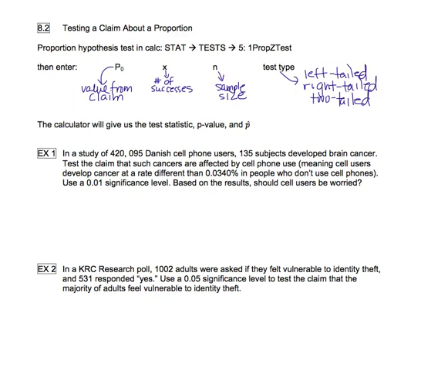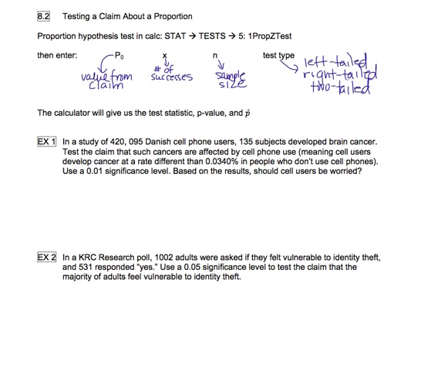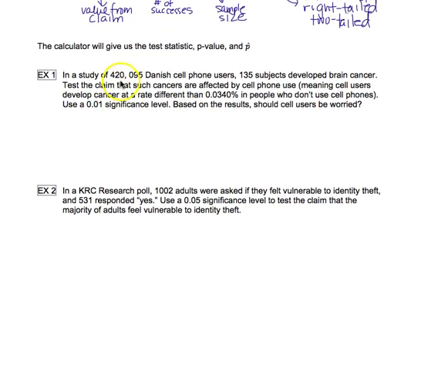Okay, so we're going to look at just two examples, so much shorter notes here than in 8.1. In a study of 420,095 Danish cell phone users, 135 subjects developed brain cancer. Test the claim that such cancers are affected by cell phone use. What I put in parentheses here, they don't always give you this type of information, but I wanted to do this example to make sure you're prepared to interpret these types of questions.